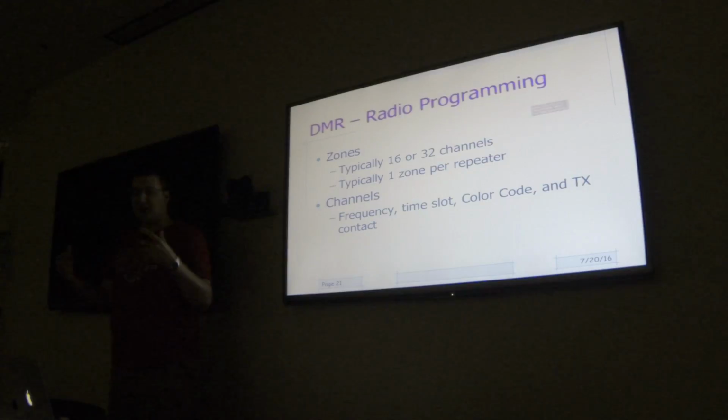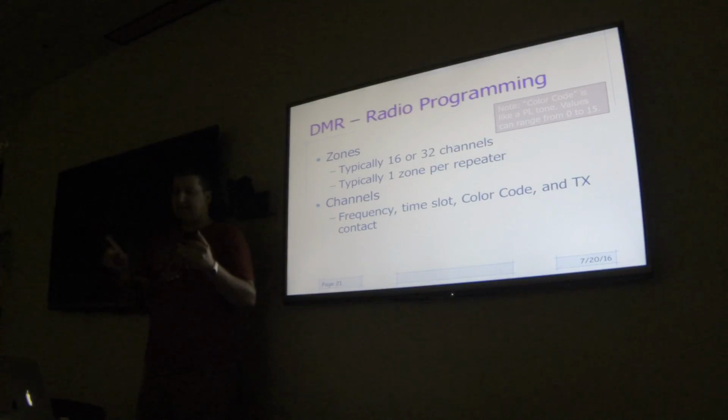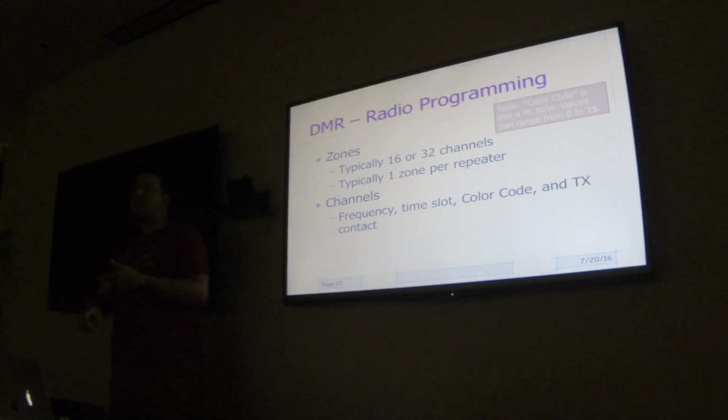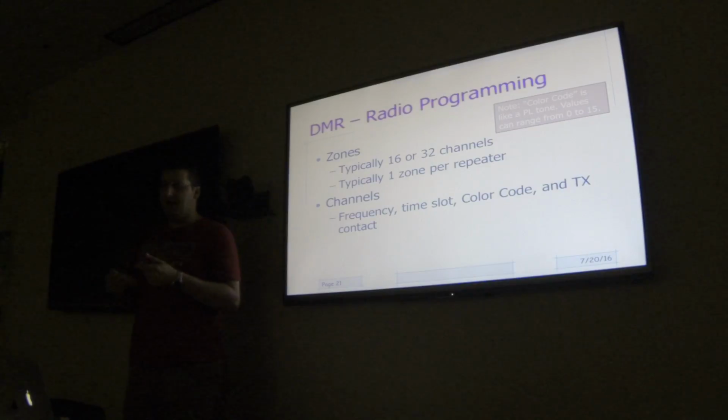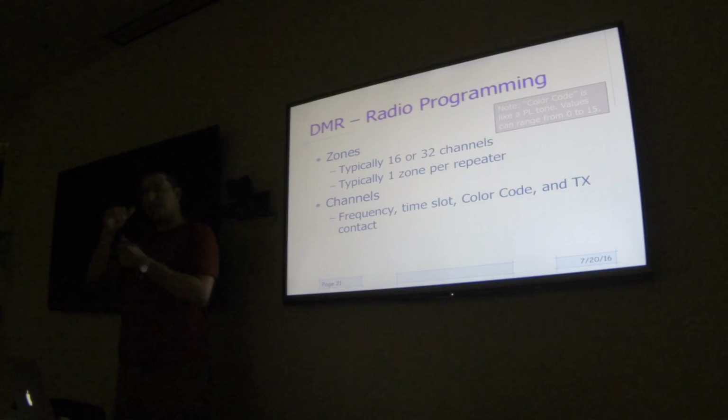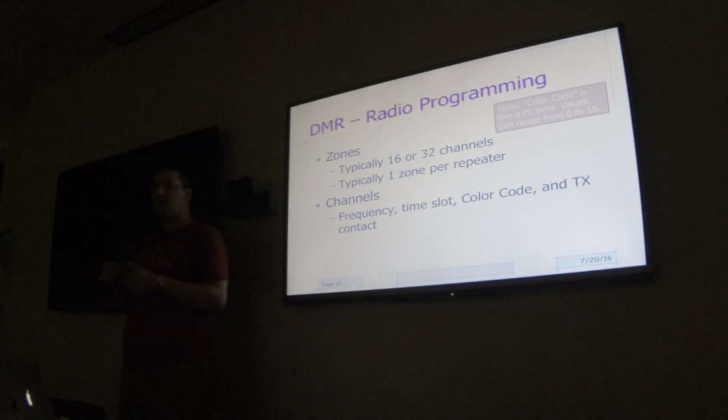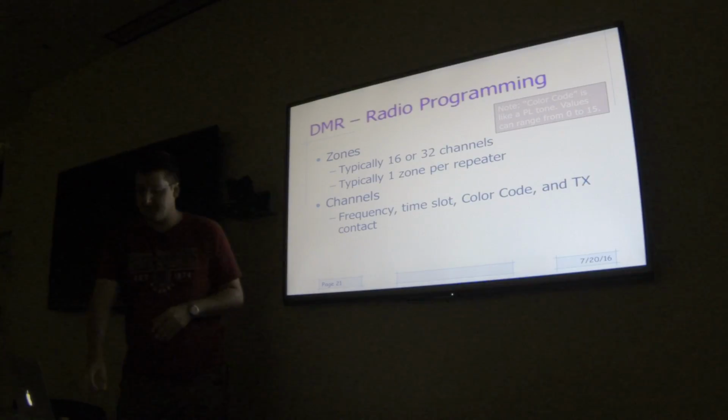And as I said, you have channels that contain frequency, time slot, your color code, and your TX contact. So you can basically control, by the knob on top of the radio, which channel you're in, and just pressing the button is automatically going to create either a group call or a specific call.